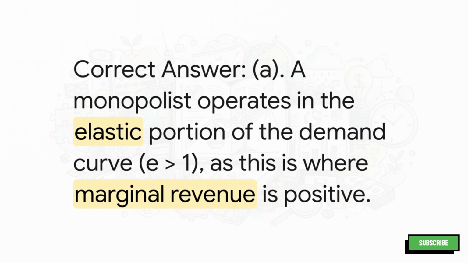Now, the logic behind this is really interesting. A monopolist always operates on the elastic portion of the demand curve. Why? Because that's the only place where their marginal revenue, or MR, is positive. If they were to operate in the inelastic portion, reducing the price would actually cause their total revenue to fall, and no profit-maximizing firm would want that.